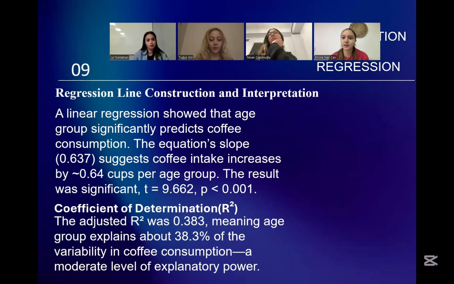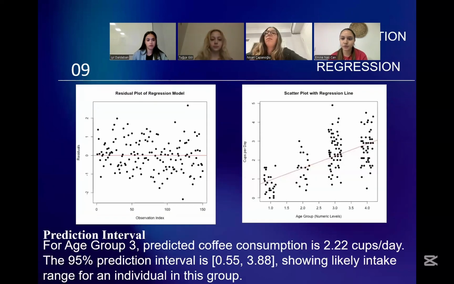We conducted a linear regression which showed that age significantly predicts coffee intake. The slope of 0.637 indicates that for each increase in age group, coffee consumption rises by about 0.64 cups per day, a statistically significant result. And the adjusted R-square was 0.383, meaning age explains around 38 percent of variation in consumption, a moderate level.